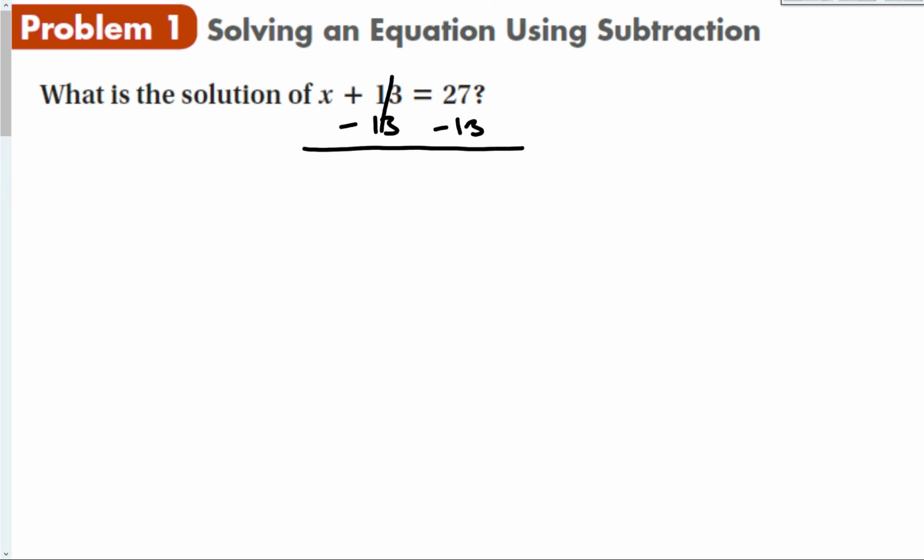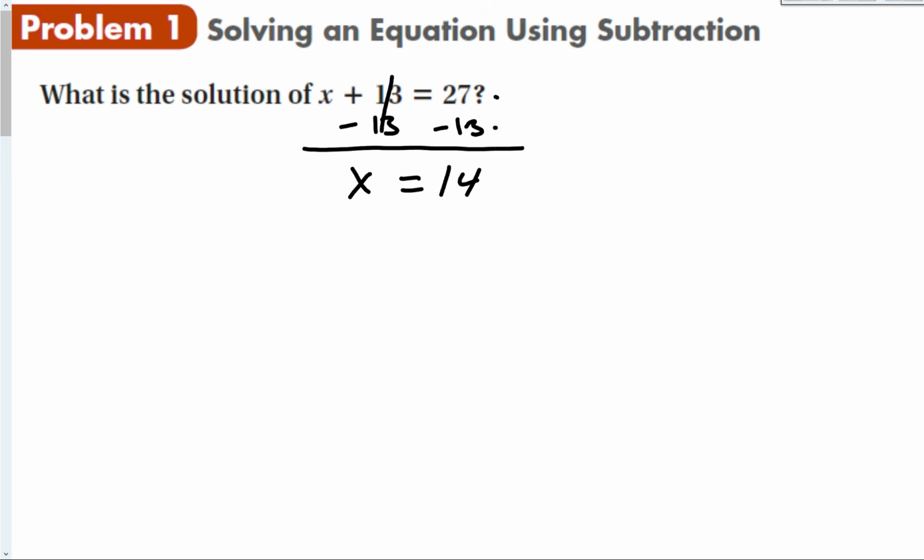Then these two cancel, which was the point, giving us x all alone. And a typical thing to do is to bring down anything else that we haven't used. We're going to bring down the equal sign, and now we have an actual calculation that we have to make. 27 minus 13, or 27 plus a negative 13. When I subtract those, I get 14. So x is equal to 14.